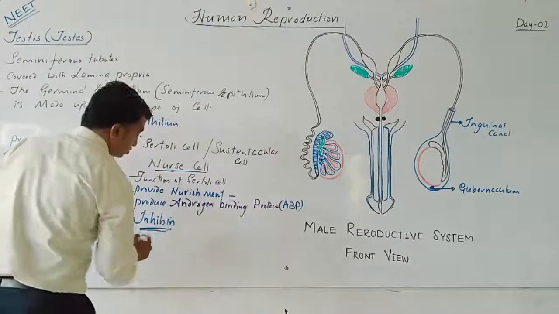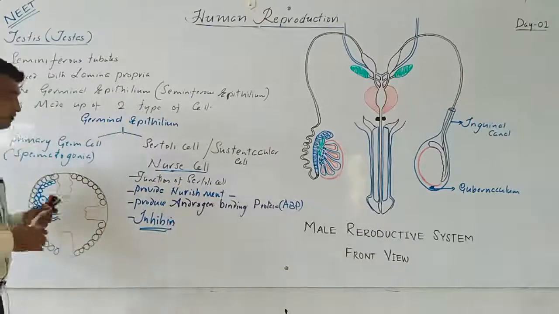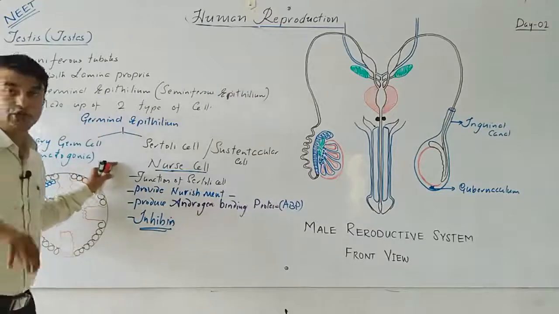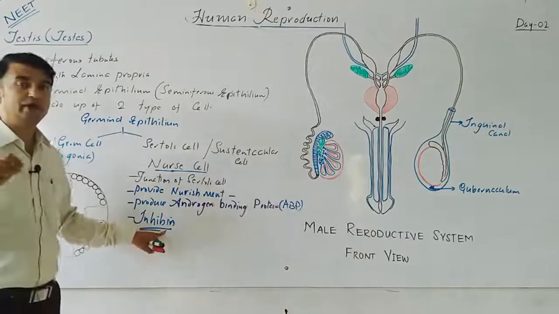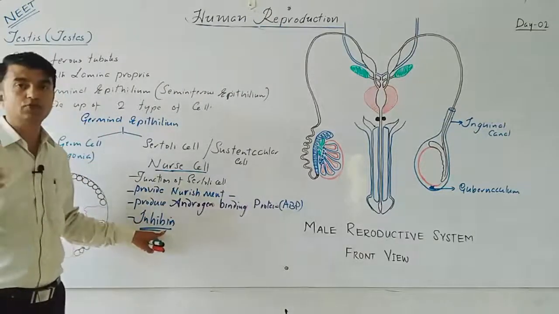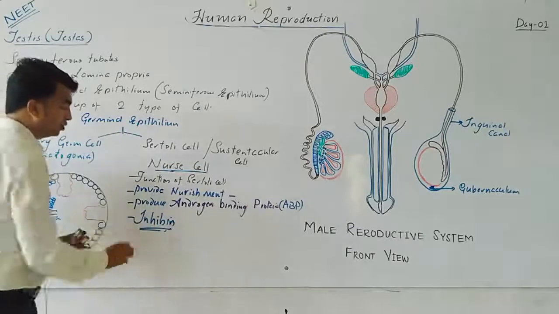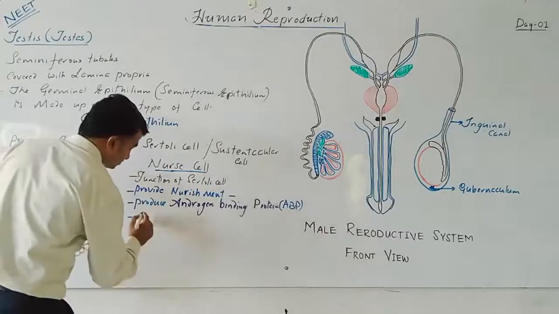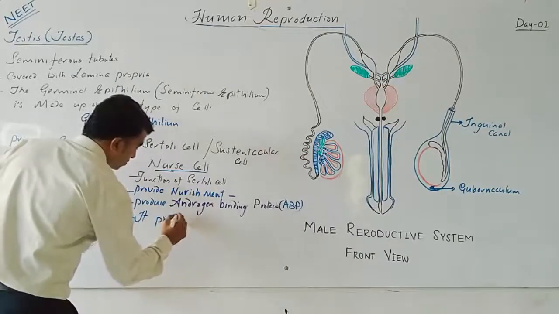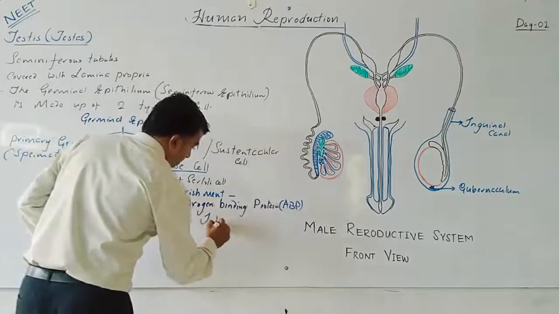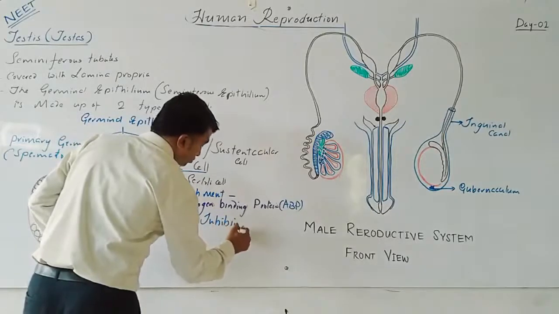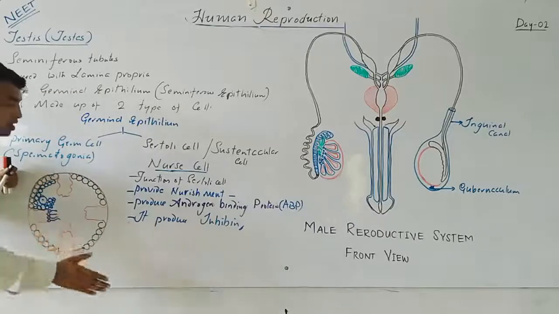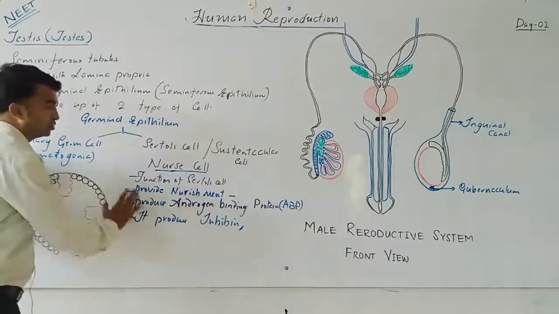Yes. So this will create the negative feedback. If an excess amount of testosterone or the pituitary hormones are secreted, this will stimulate the pituitary to stop the production of the pituitary hormone. So it produces inhibin also. So the function of inhibin, we will study in the hormonal regulation of spermatogenesis.